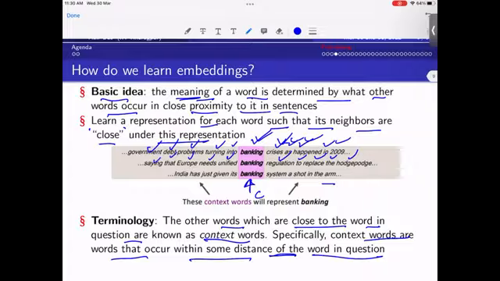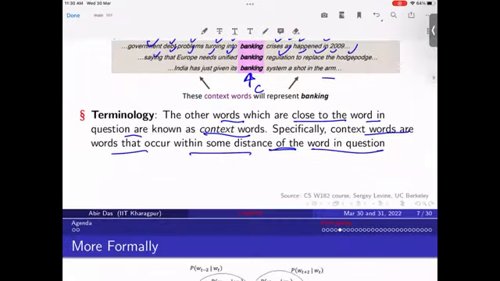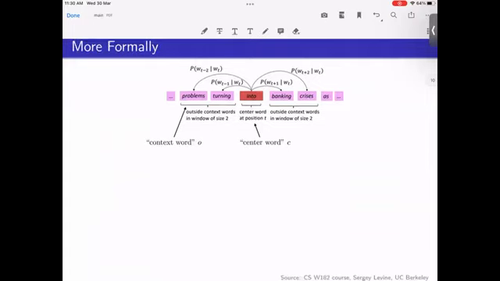So this is the terminology that we will use, and we'll see how we formulate the mathematical problem, where using these terminologies we will use the fact that the meaning or representation of a word is determined by what other words are in close proximity to it in sentences. Let us proceed. Suppose this is an example sentence where into is the center word, and suppose we have a window of size 2, with banking crisis turning problem.